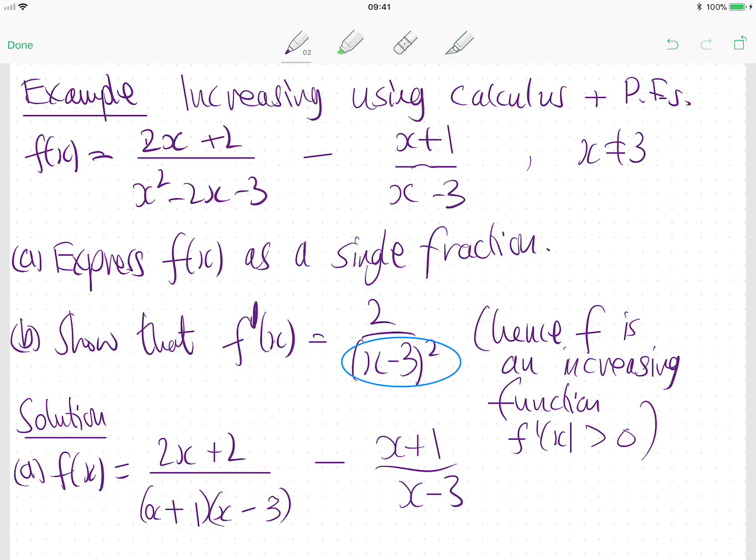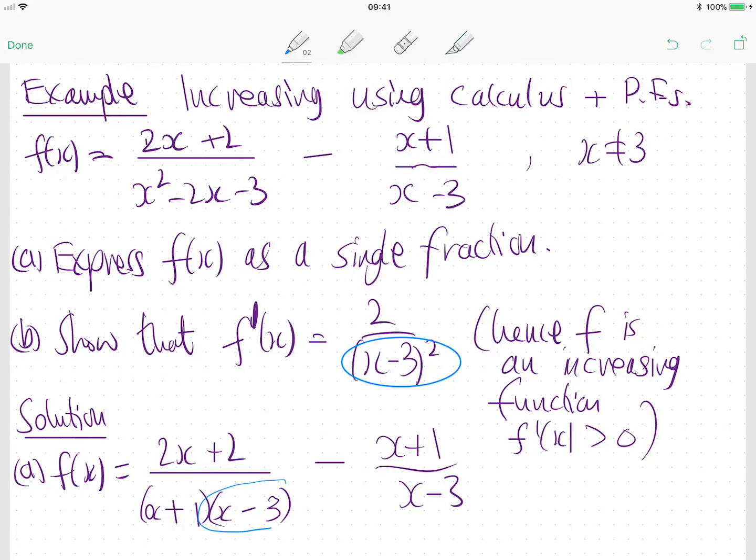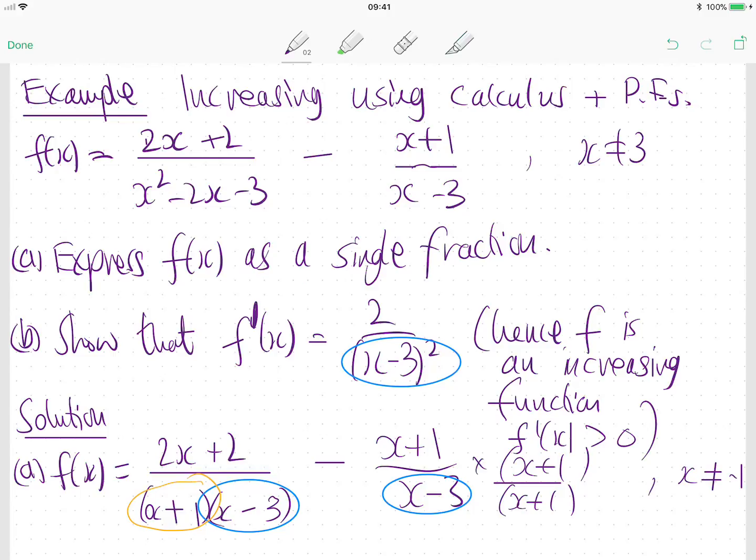Okay, so we want a common denominator. We have an x minus 3 factor in both already, and an x plus 1 here, so we should build an x plus 1 in the second term, like so. Okay, so now we've got a common denominator, and we should be really careful here. x cannot be minus 1, otherwise the whole thing explodes. We end up dividing by 0, we end up with some singularity.